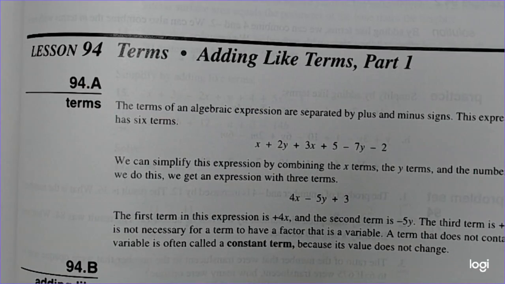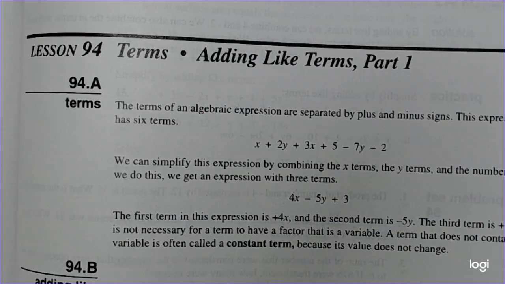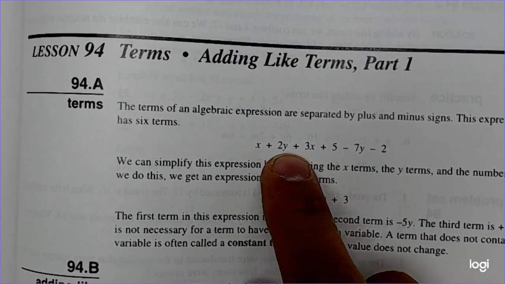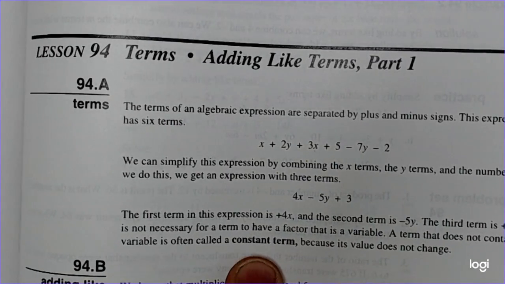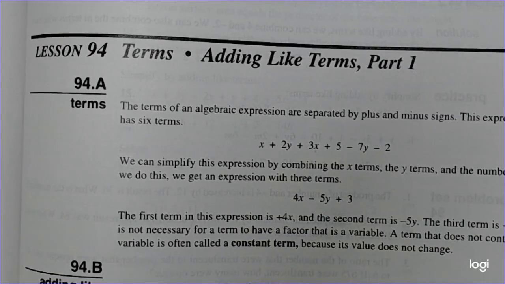Pre-algebra lesson 94, terms and adding like terms, part 1. So this is going to be a very, very simple introduction to the concept of algebraic terms and adding like terms. Quite simply, an algebraic term is any number that has a coefficient, a variable, and an exponent, but that can also be achieved by what's called a constant term, and we'll probably explain that more when we get into part 2.